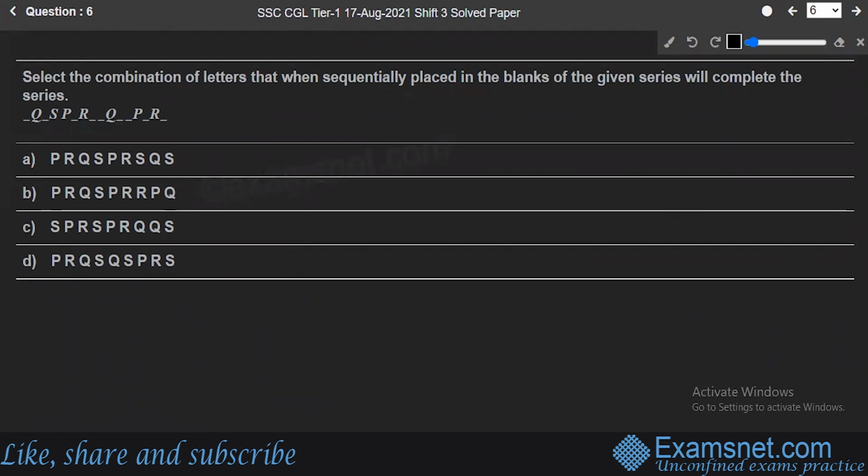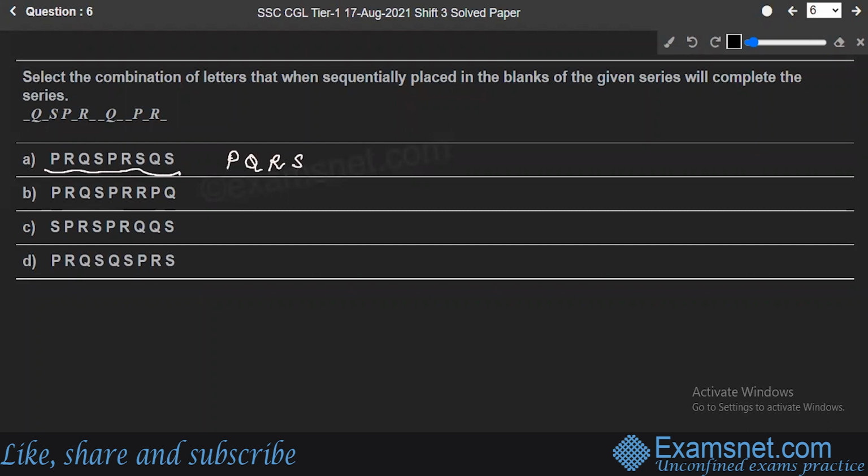Here are the letters. You will be seeing P, R, then Q, then S, then P, and so on. You have to check which option will complete the sequence. Let's put each and every option one by one. After filling the blank with these letters, here is the new sequence of letters. Let's write it: P, Q, R, S.